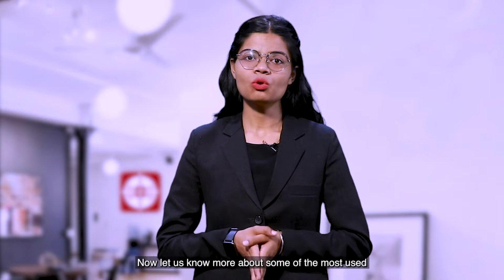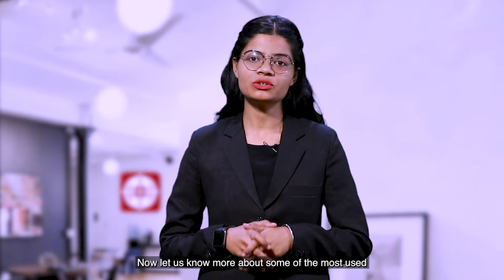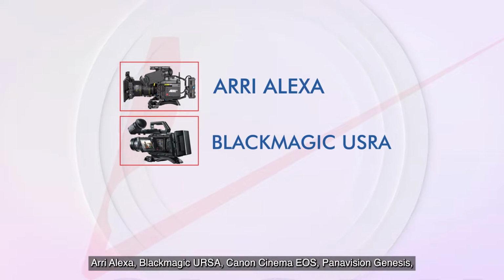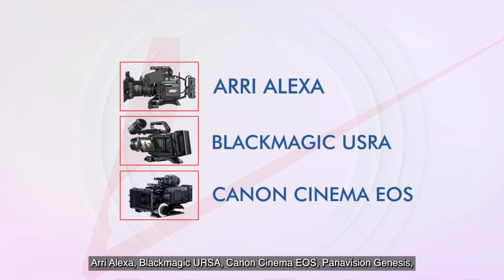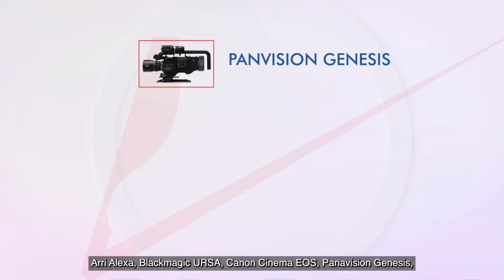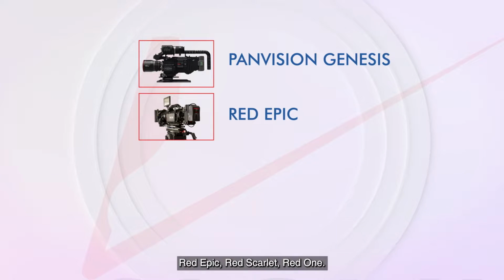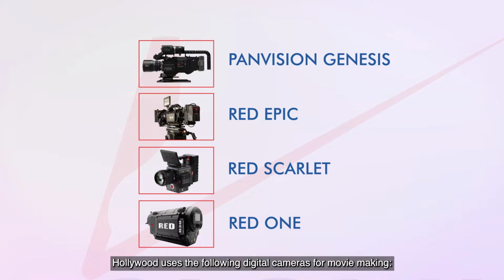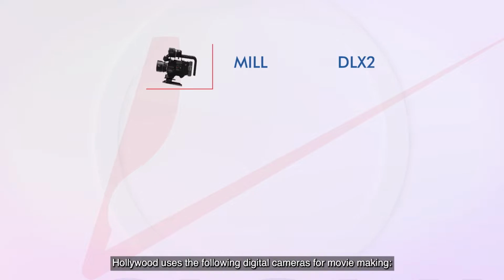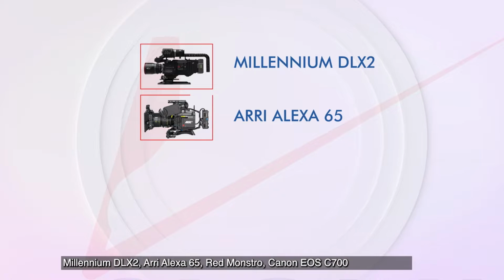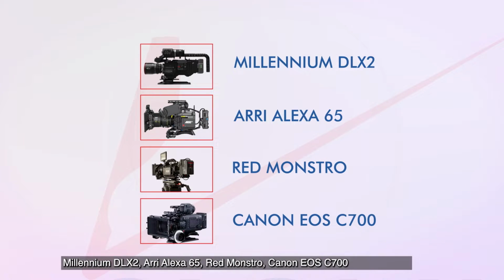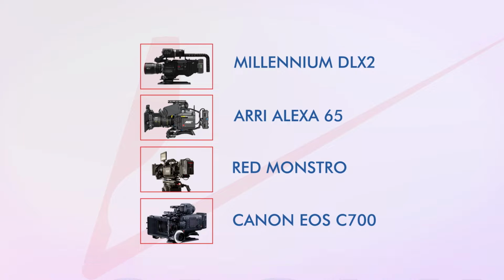Now, let us know more about some of the most used professional digital movie cameras. Arri Alexa, Blackmagic URSA, Canon Cinema EOS, Panavision Genesis, Red Epic, Red Scarlet, Red One. Hollywood uses the following digital cameras for movie making: Millennium DLX2, Arri Alexa 65, Red Monstro, and Canon EOS C700.